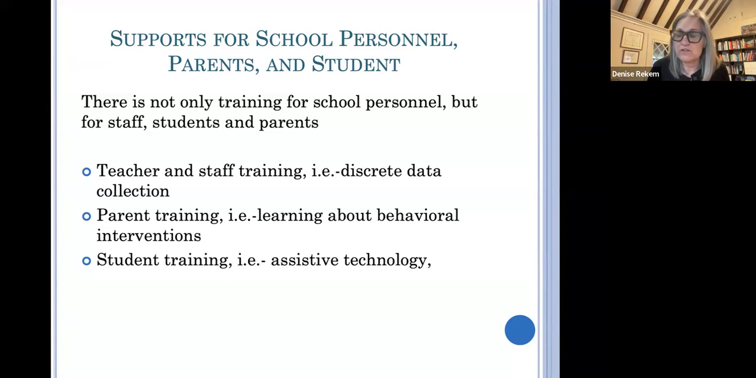There's also parent training, especially for some of the behavioral interventions, so that the parents can learn and understand how the child is being supported at school, and they can try to support the child at home consistently. And then there's student training, right? If the child is going to be given assistive technology, the child has to be trained on how to use that effectively. Next slide.